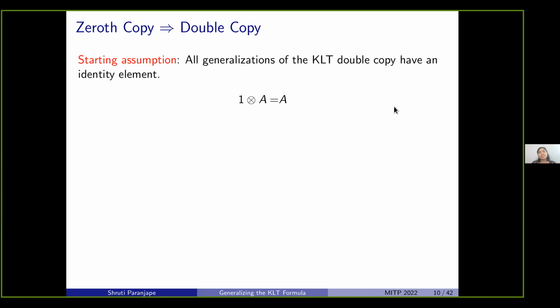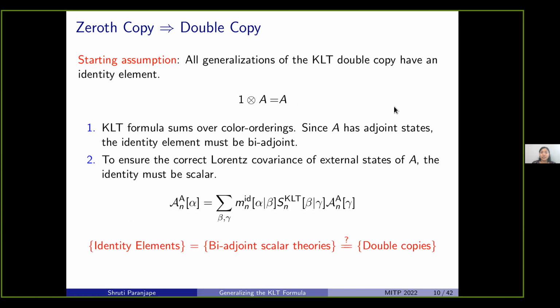So let's look at this relation first. 1 times A is A. What does that tell you? So written out, this is what 1 times A is A means. And you'll notice that because A has some color structure, it has to have an ordering. And because the KLT formula sums over orderings, this forces the identity element to be associated with 2 orderings rather than 1. So you'll see over here that I have 2 orderings in the KLT for the identity element, right? So it tells you basically that the identity theory must be bi-adjoint.